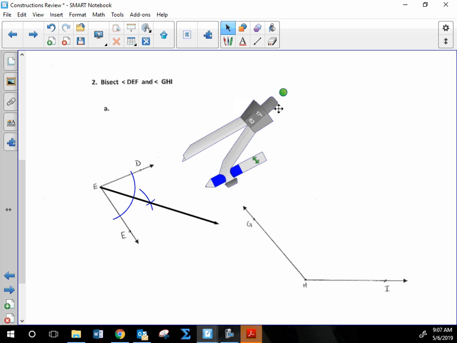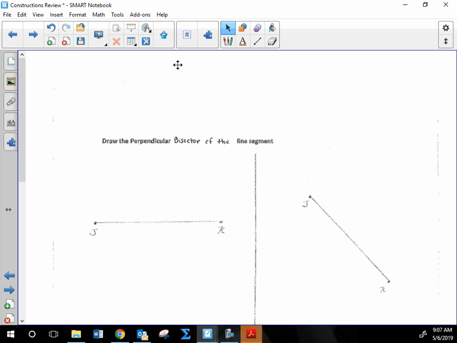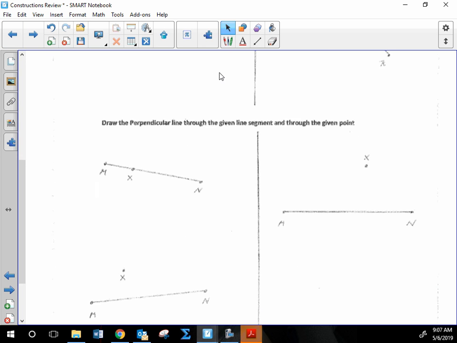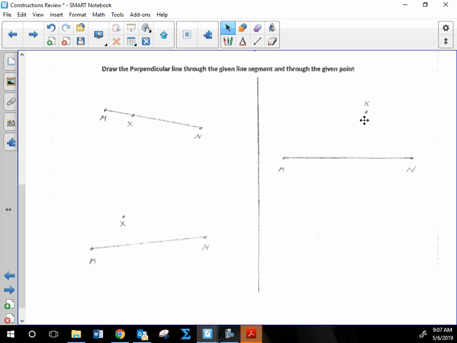All right. So taking a look at our constructions, are there any that you would like me to go through the example of if you weren't sure how to do it? Andrew? Perpendicular through a point. Off the line. Yeah. All right, so perpendicular through a point on the line, off the line. So let's take a look at, I'm going to go with this guy here. So perpendicular through a point off the line.